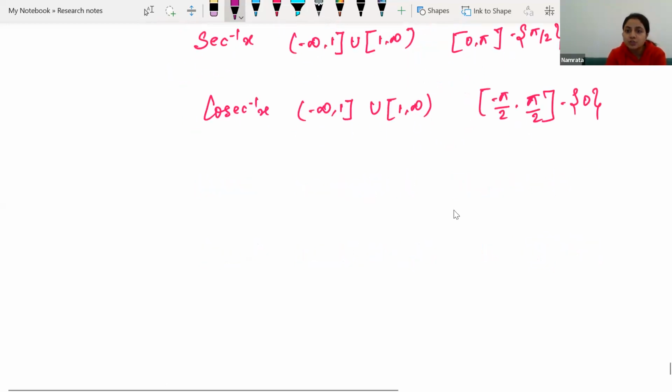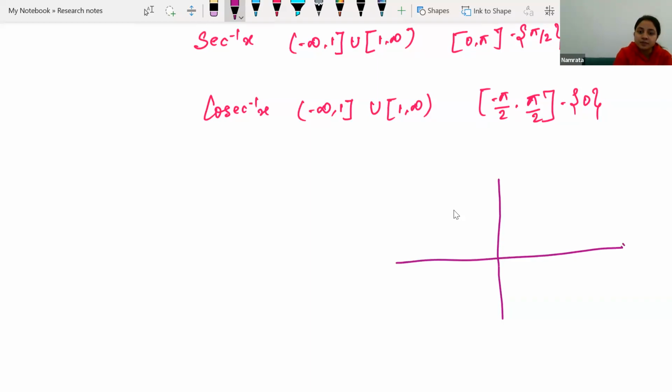Now here you should know one more concept you must have learned in class 11. This is the x-axis and this is the y-axis. We also have the concept of the unit circle. We can draw the unit circle over here. This is 0, this is pi by 2, this is pi, this is 3 pi by 2, and then again this one is 2 pi. Not degrees, in radians.